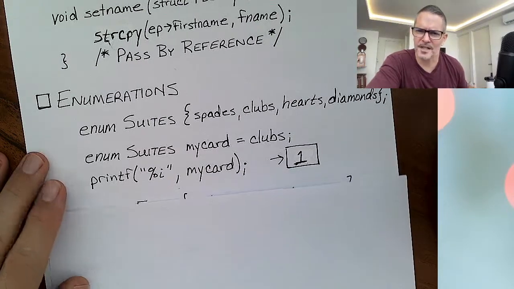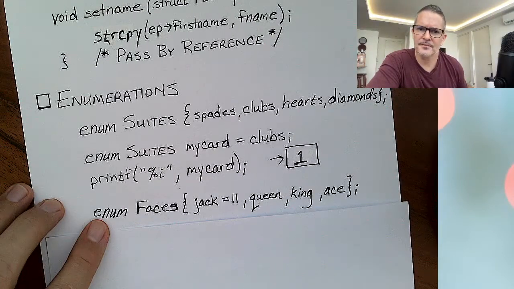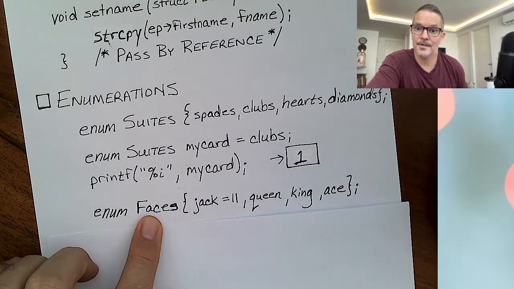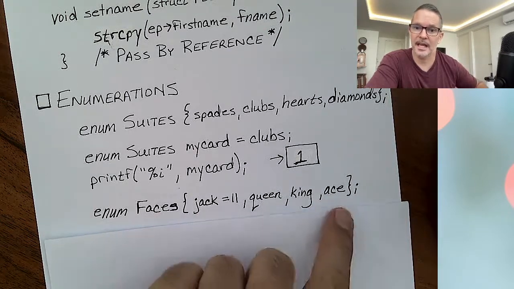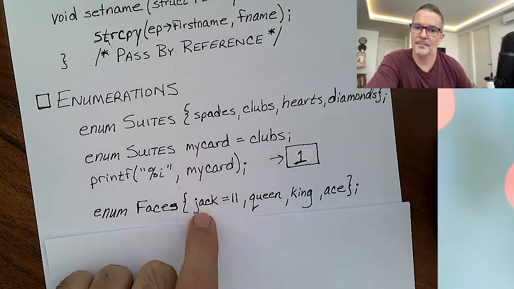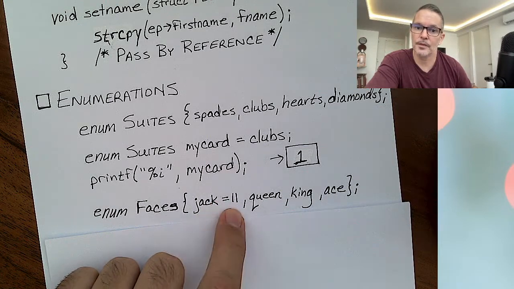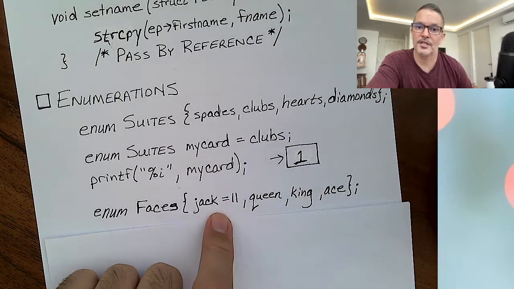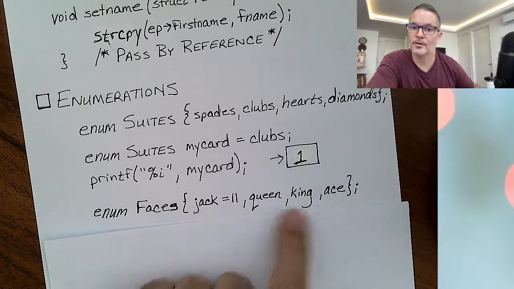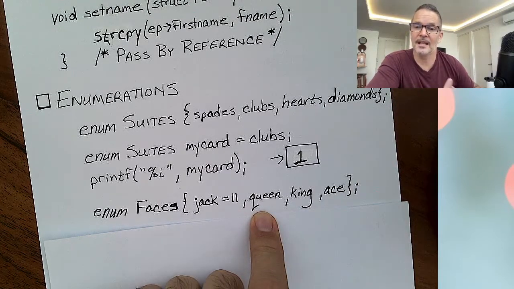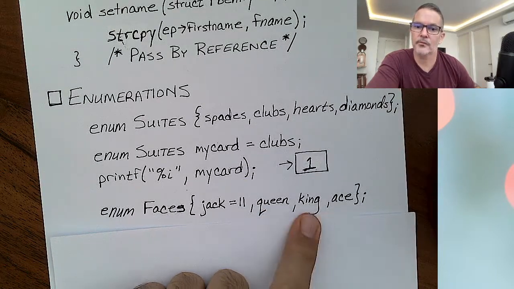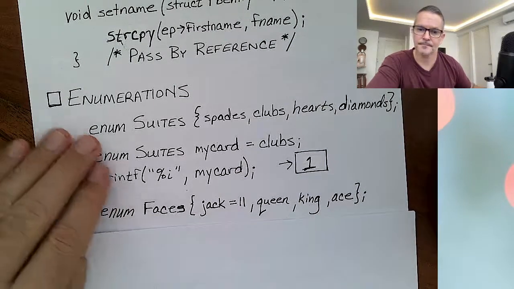Let's take a look at another example. So here, I'm going to define an enumeration called faces. These are for the names of the cards that have faces. And I'm going to say Jack, Queen, King, Ace. But I'm doing something new here. I'm setting the first value equal to 11. The compiler will honor this and it will use 11 to represent Jack. And each of the following values, it will just assign an incremented value from the first value. So Queen will be 12, King will be 13, Ace will be 14.